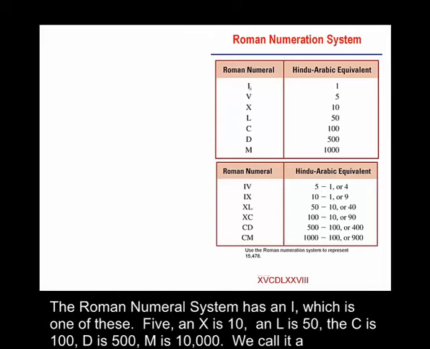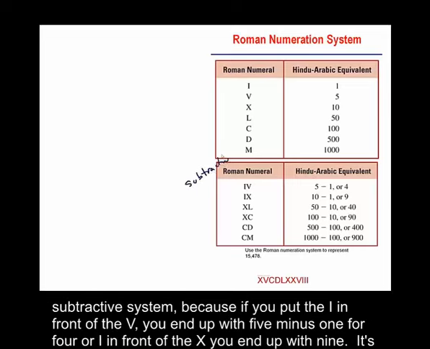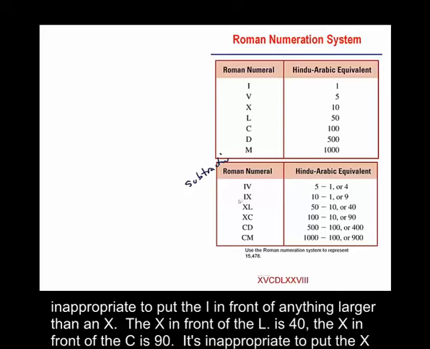The Roman numeral system has an I, which is 1, a V is 5, an X is 10, an L is 50, a C is 100, D is 500, M is 1,000. We call it a subtractive system because if you put the I in front of the V, you end up with 5 minus 1 for 4, or an I in front of the X, you end up with 9. It's inappropriate to put the I in front of anything larger than an X.